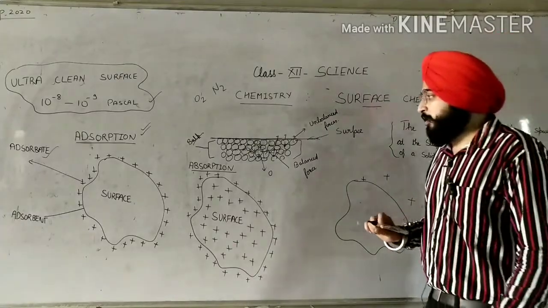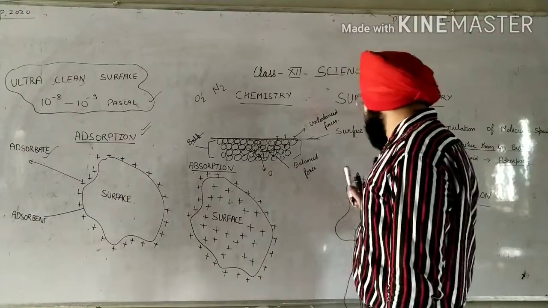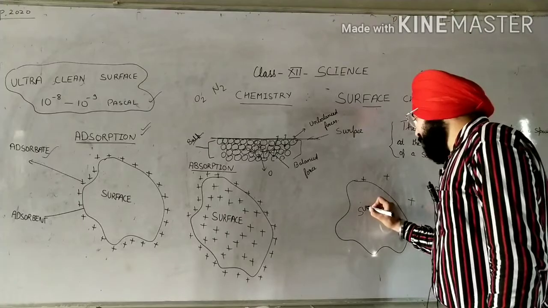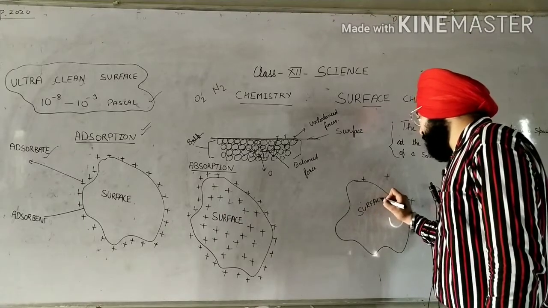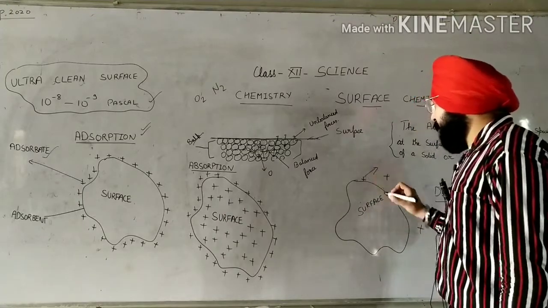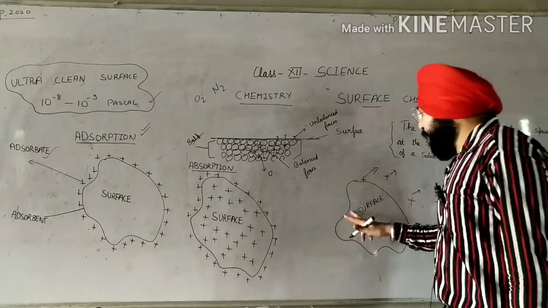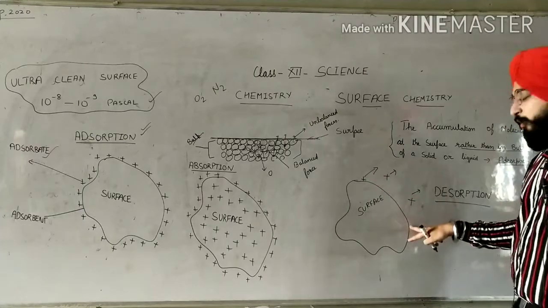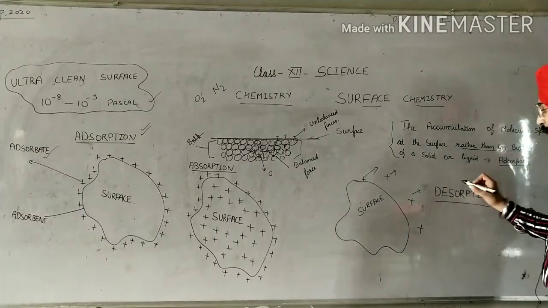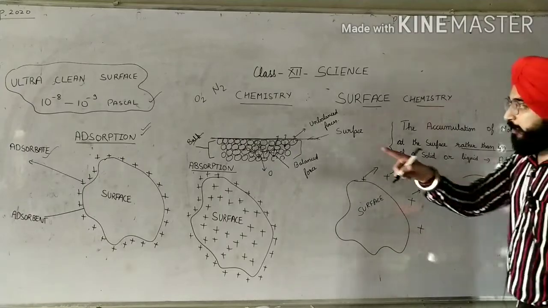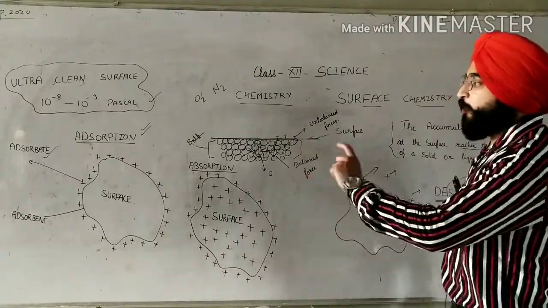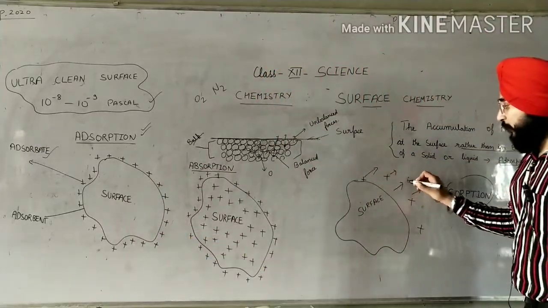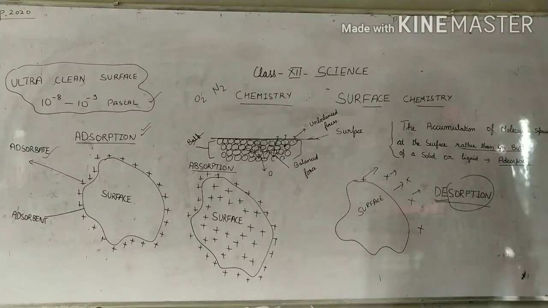What is desorption, friends? When we remove the particles from the surface. This is any kind of surface, and I am removing these particles. When we remove any particle or molecular species from the surface, this is known as desorption. As you know the term sorption, D is for removal and ad is for adding. We add molecular species, and D removes the molecular species from the surface. This is known as desorption.